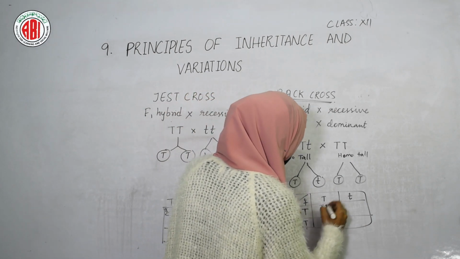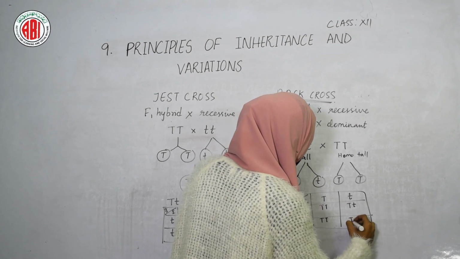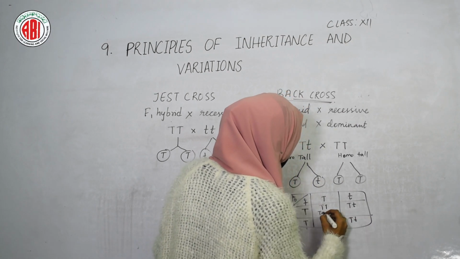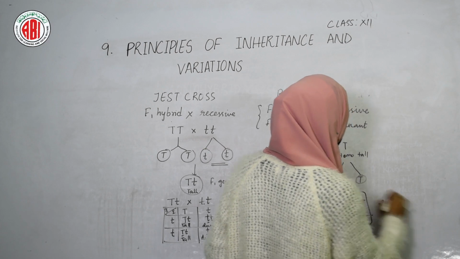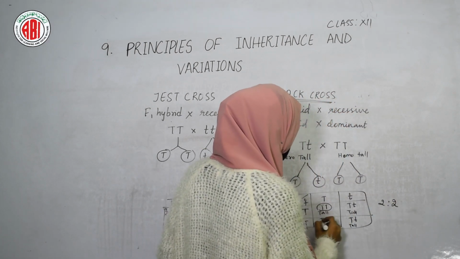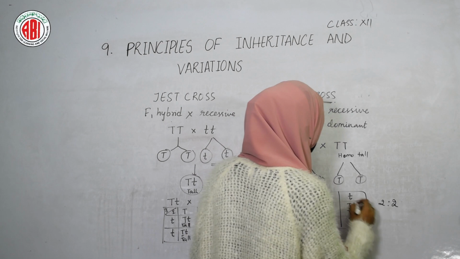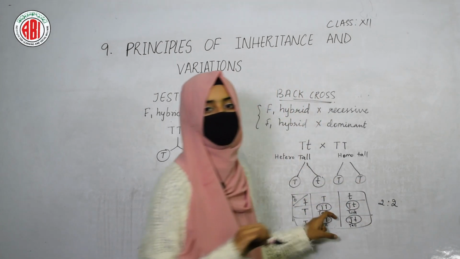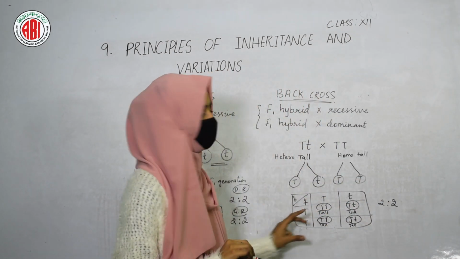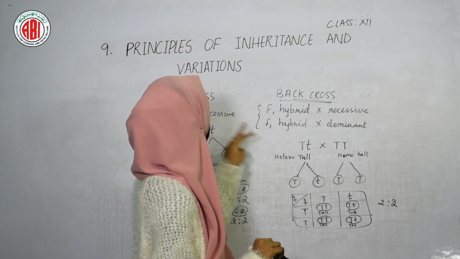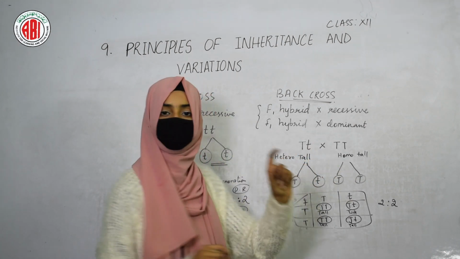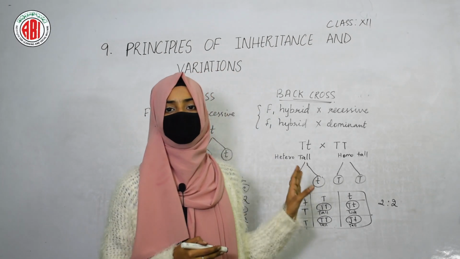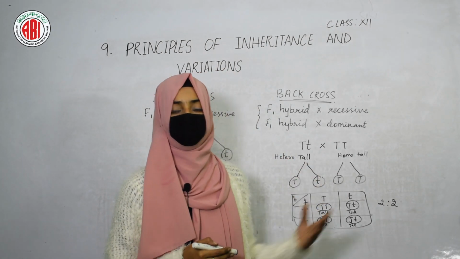Now when the crossing takes place, it results in the formation of tall plants. Here also the ratio will be 2:2, because two homozygous tall plants are produced and two heterozygous tall plants are produced. In this way, the ratio of back cross and the test cross are the same, that is 2:2, and the back cross is done to improve the breed.